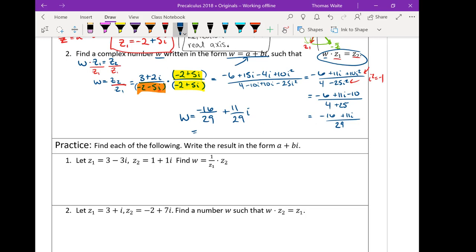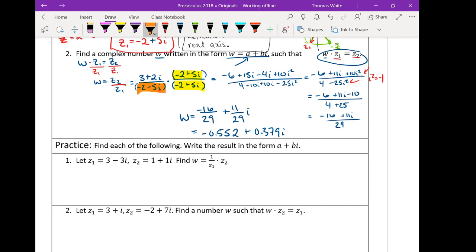If you want to do a decimal to graph or something, I'm just putting these fractions in my calculator. 16 divided by 29, negative 16, so it's going to be negative 0.552, plus 11 over 29, 0.379, 0.379i. Cool.